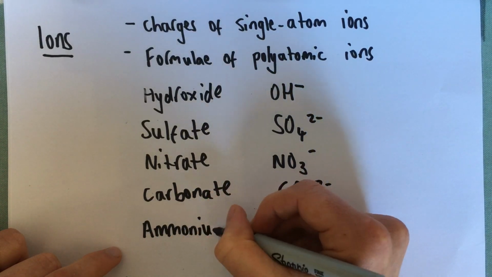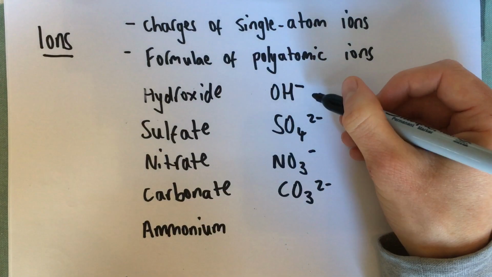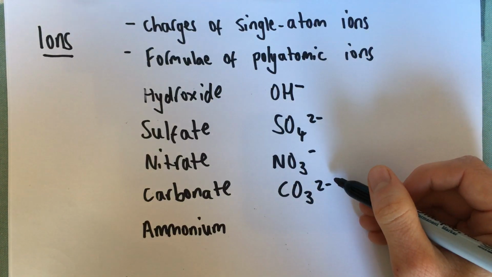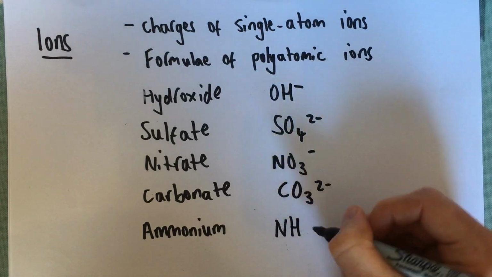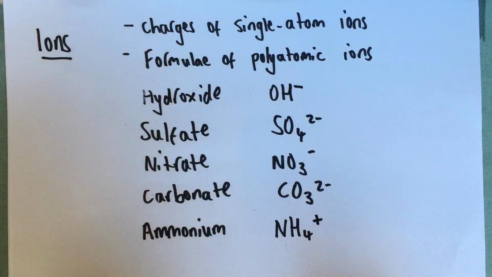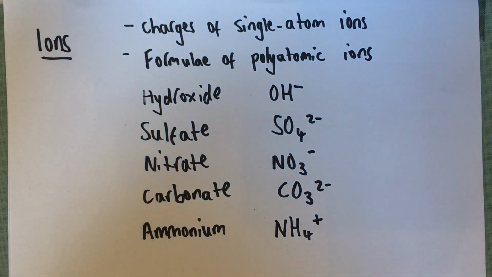Ammonium is the odd one out because all of these so far have been negative anions. Ammonium is the only positive cation, and you need to know that the formula of it is NH4 with a charge of 1+. Those ones, I'm afraid, you just have to learn.